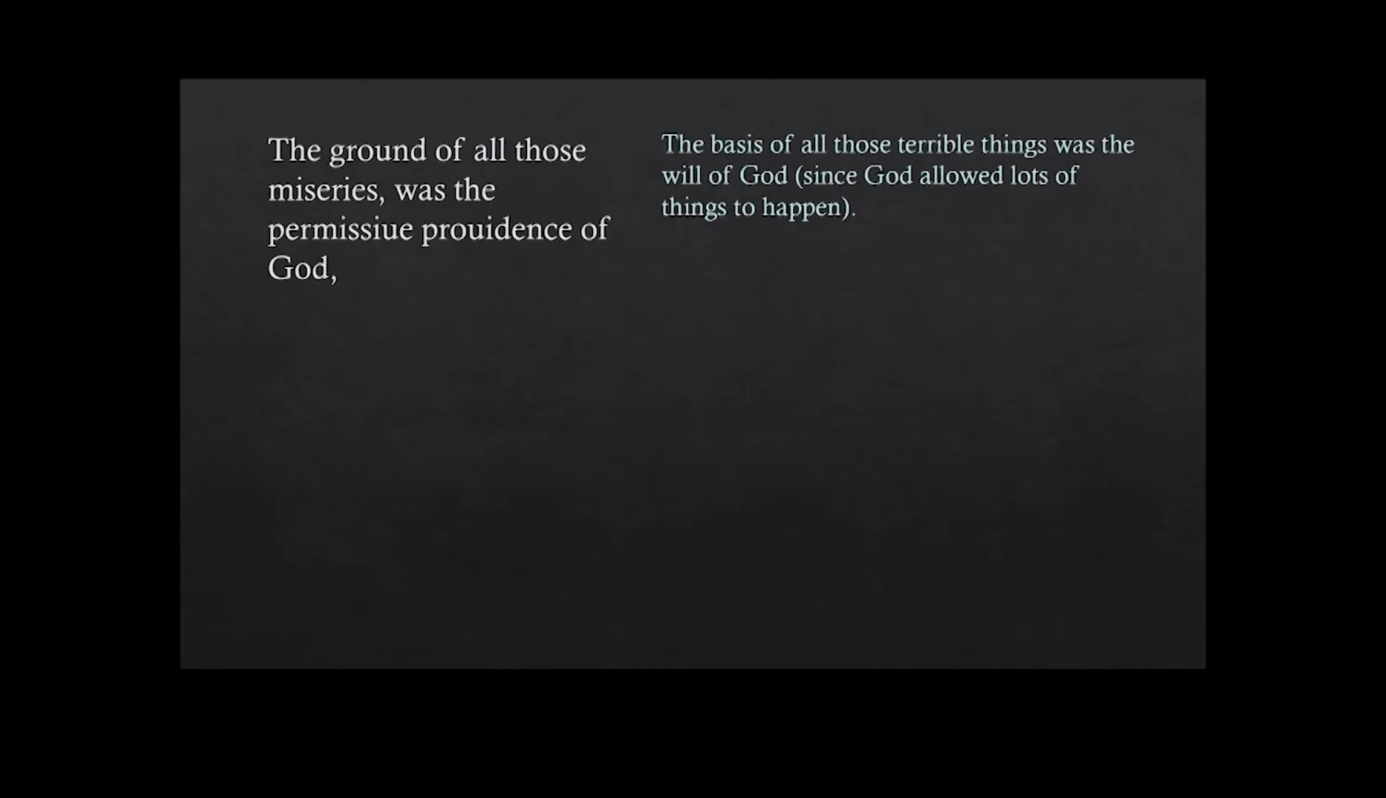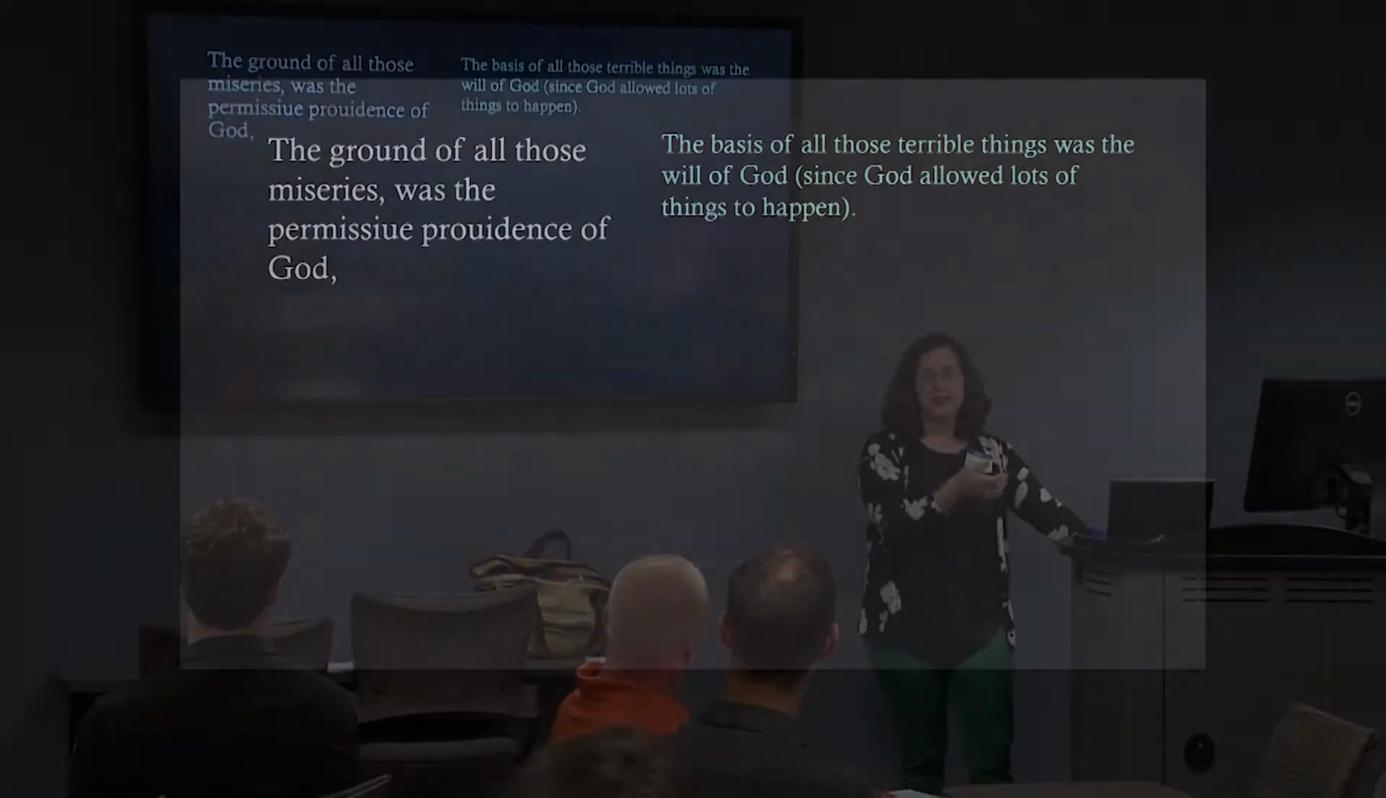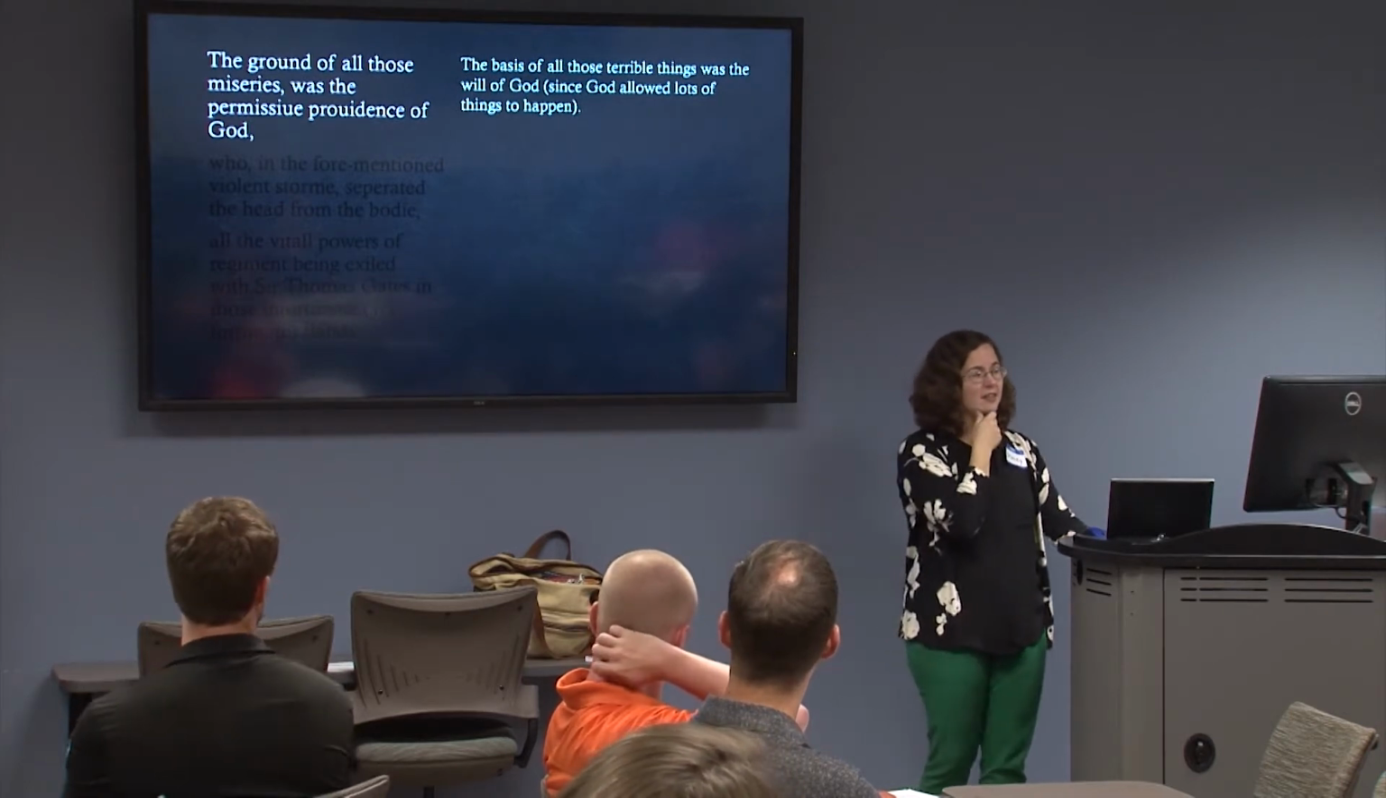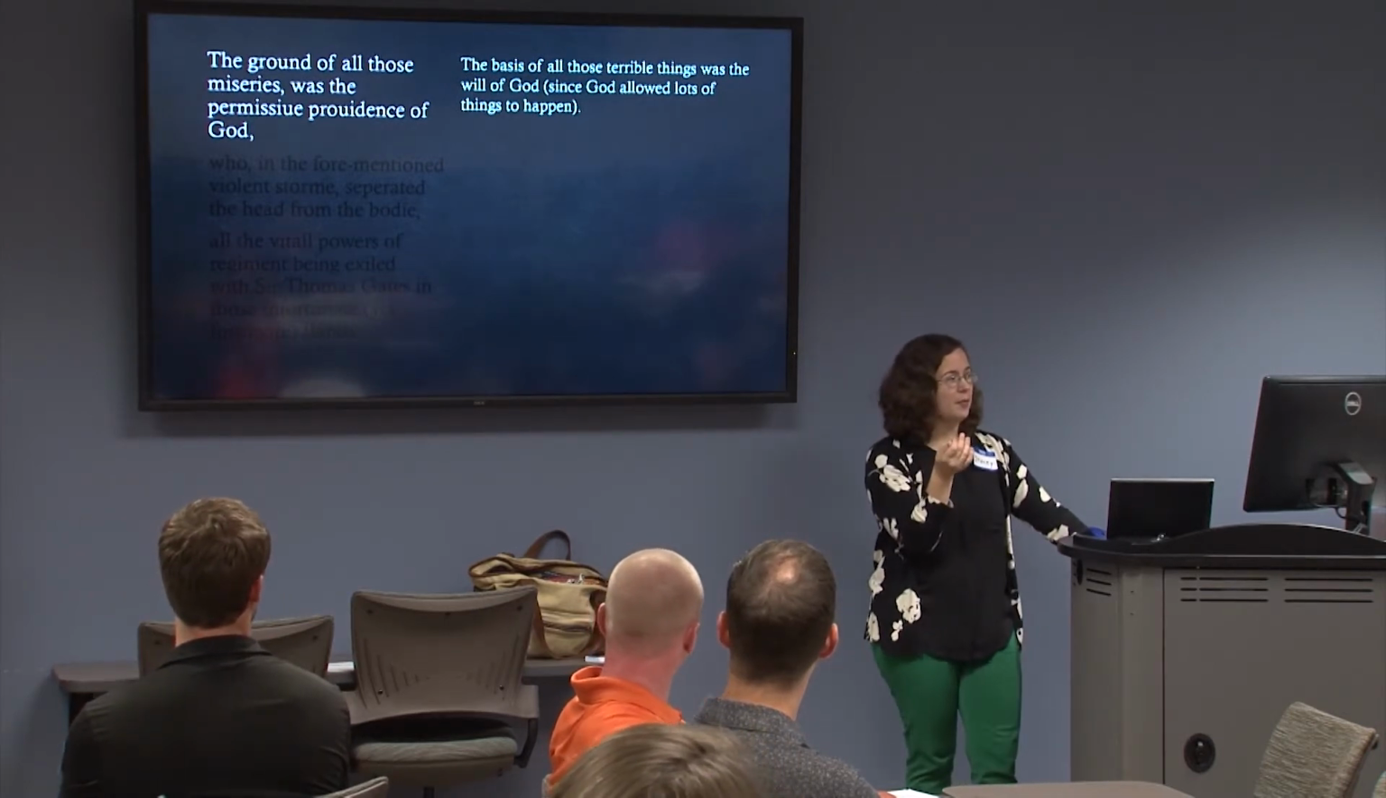So here is an excerpt from the excerpt. When you have something like, the ground of all those miseries was the permissive providence of God, I ended up with, the basis of all those terrible things was the will of God, since God allowed lots of things to happen. Providence is kind of hard to explain, I think, in eighth grade language. So that's what I came up with.